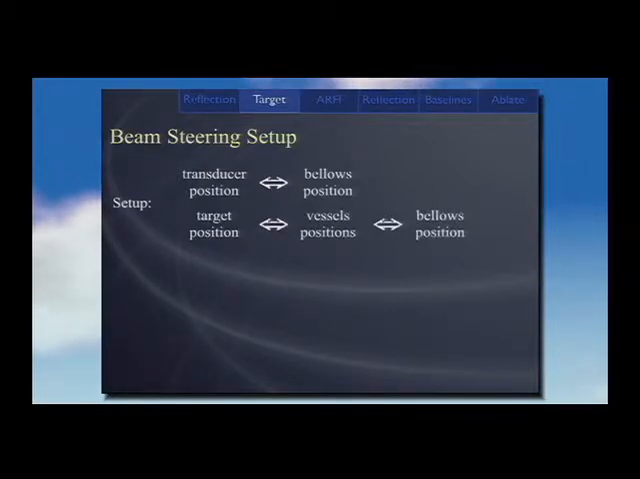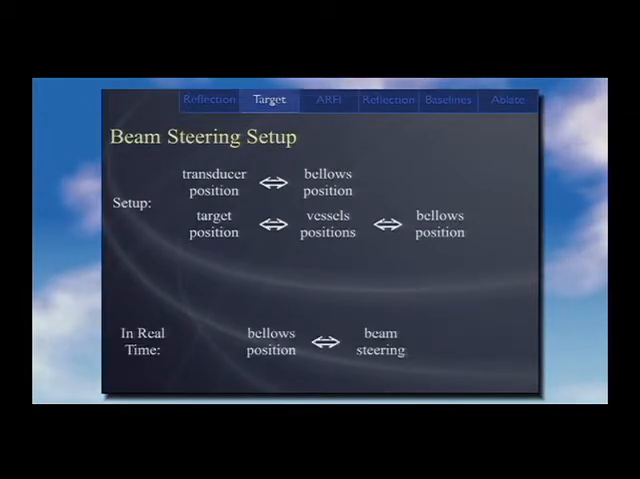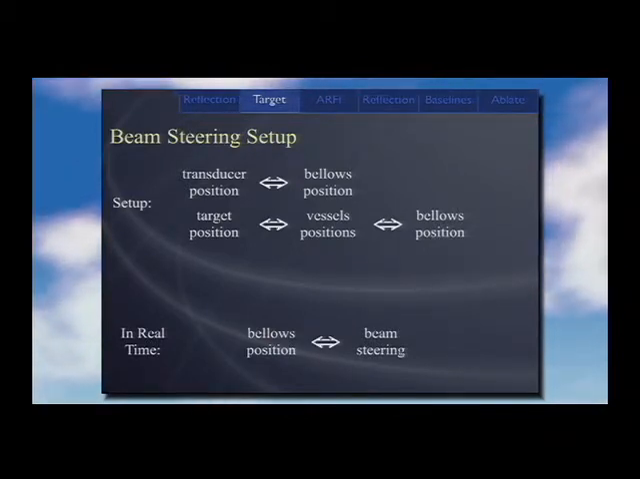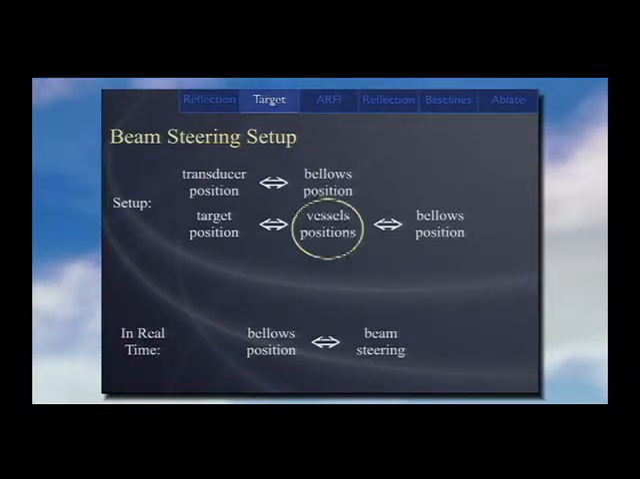In addition, we relate our target position to the position of the vessels that we track in the background images that we acquire before the procedure, and then we can relate those to the bellows position. So that when we come back in real time, we can get the bellows information very, very rapidly, and then through this information we've already gathered, we can relate the bellows information to the transducer position as well as the target position, and that tells us about our beam steering.